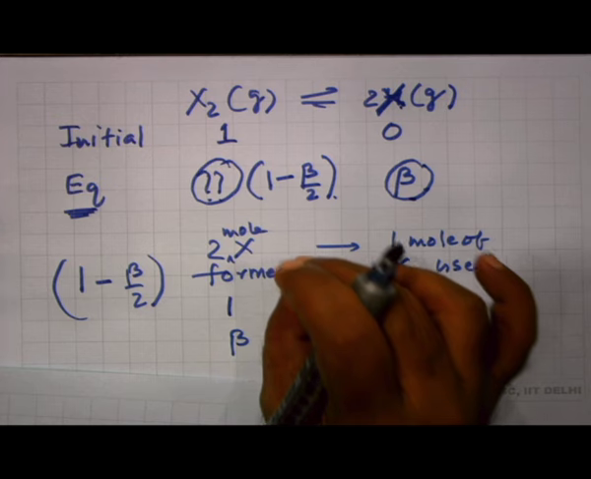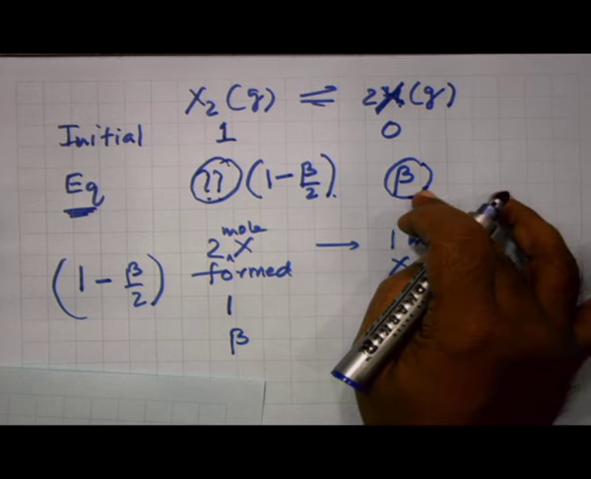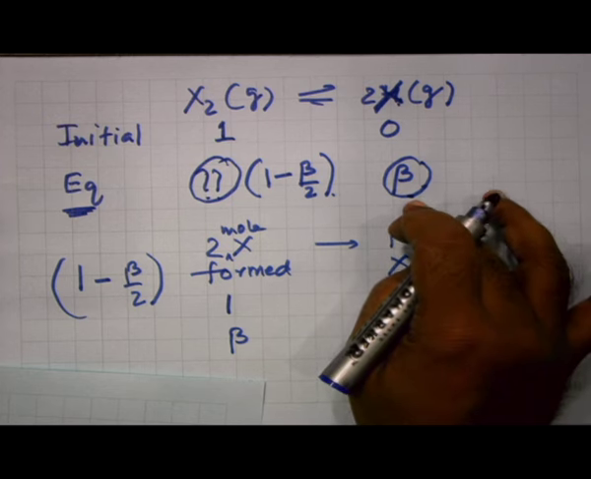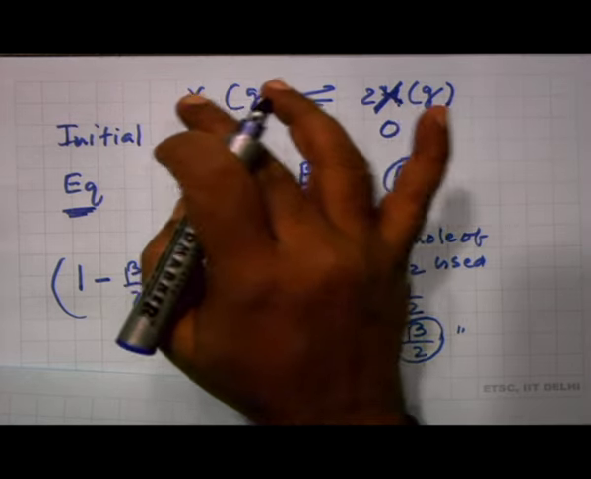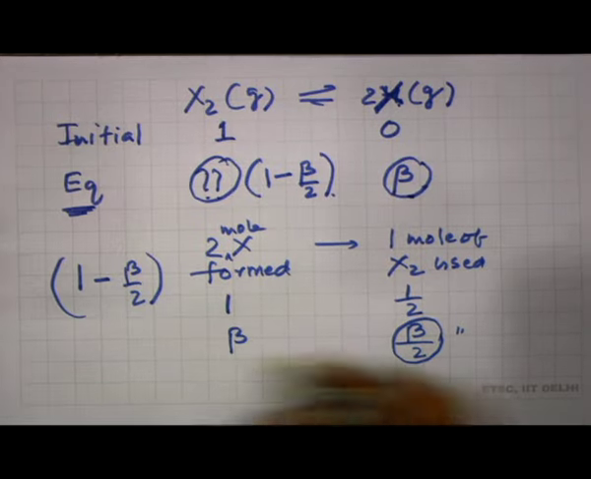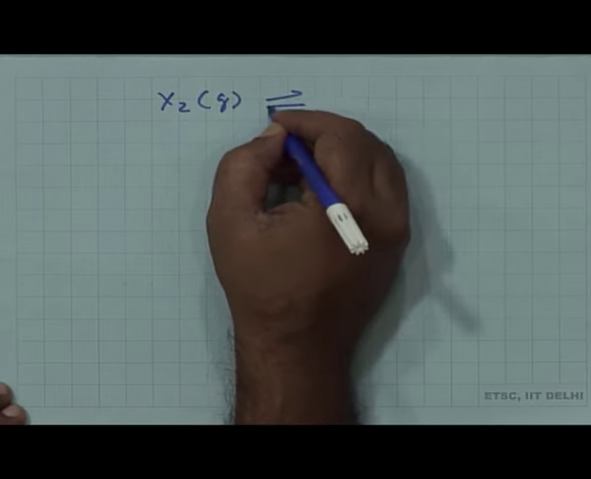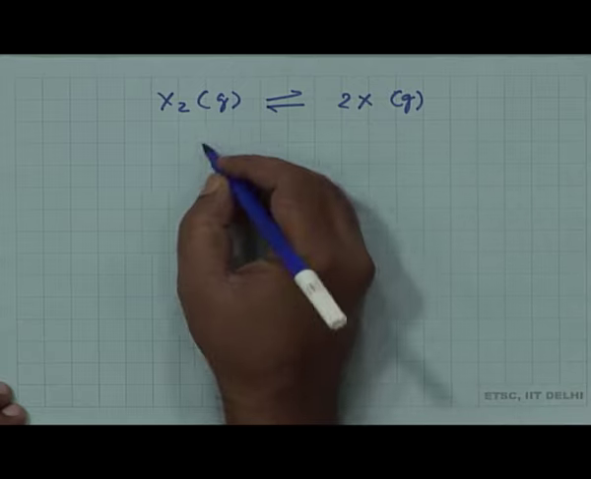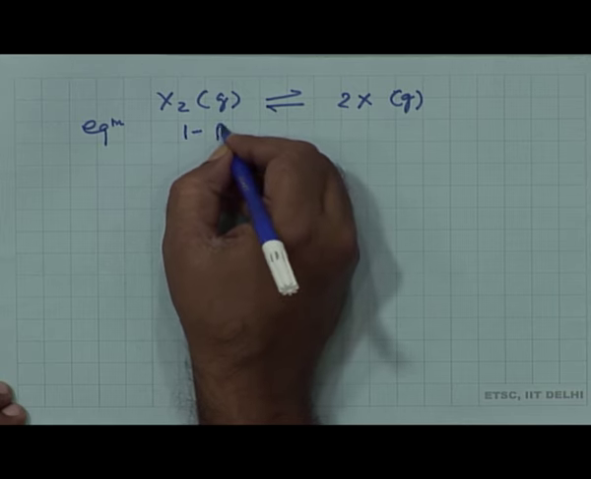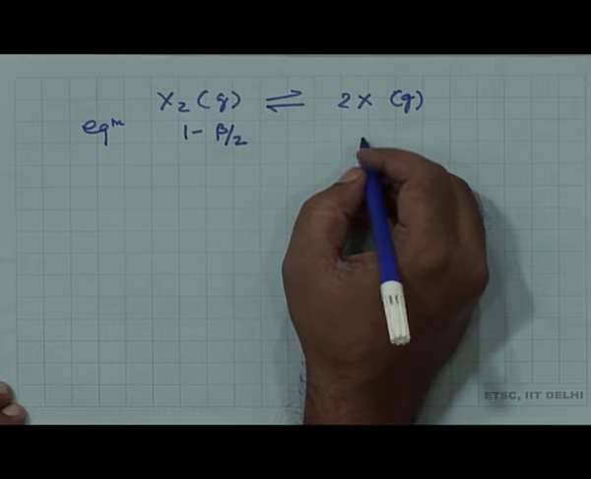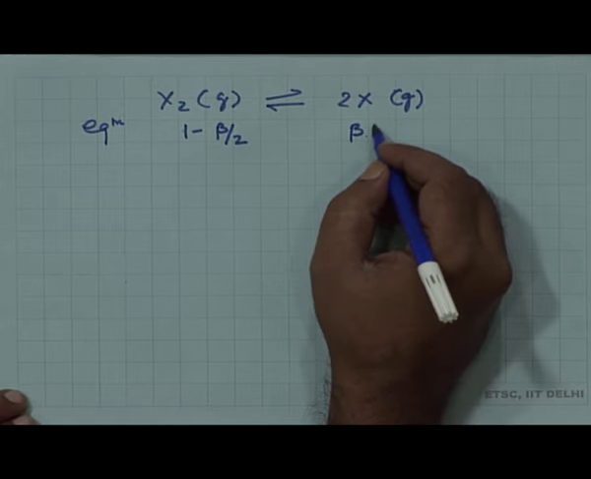You must first calculate how many moles of X2 are at equilibrium, and you can do that by using the fact that beta moles of X are formed and 2 moles of X are formed from 1 mole of X2. So, what we have calculated is the equilibrium concentration for the reaction X2 gas going to 2X gas. This is 1 minus beta by 2 moles of X2, and beta moles of X at equilibrium.